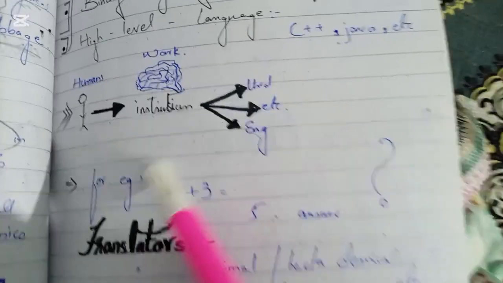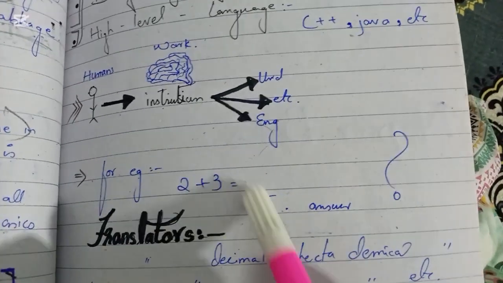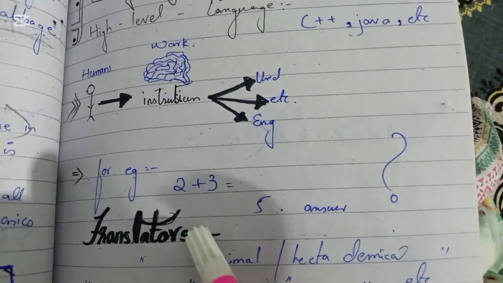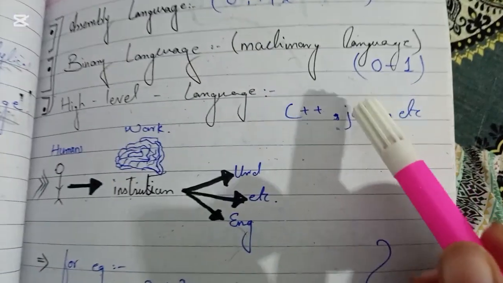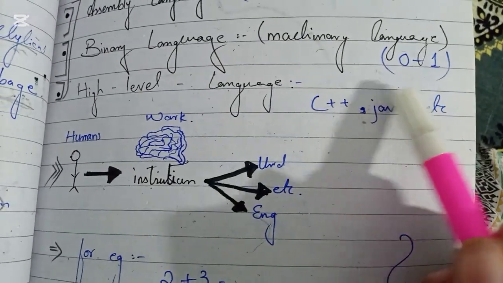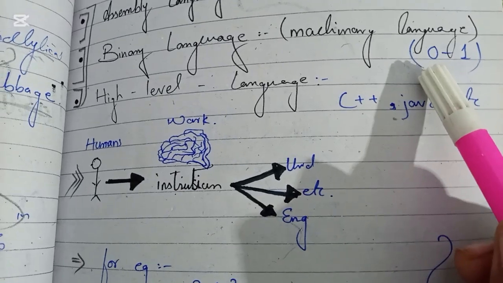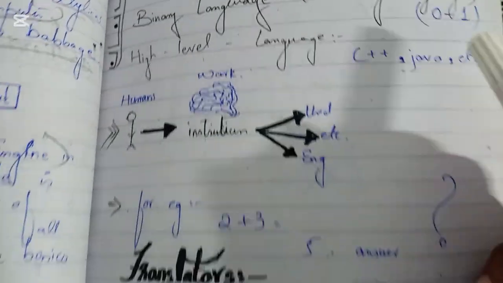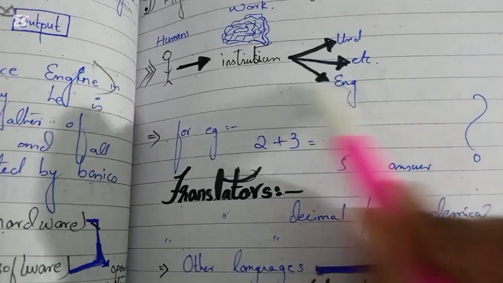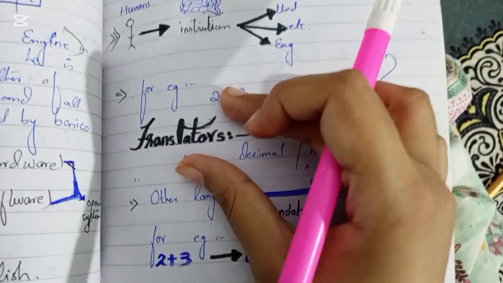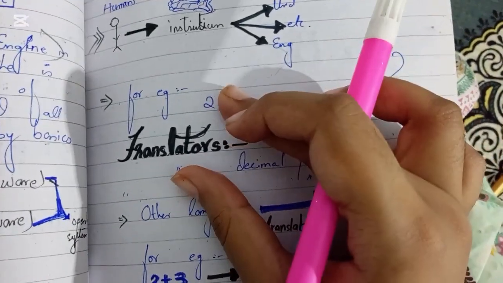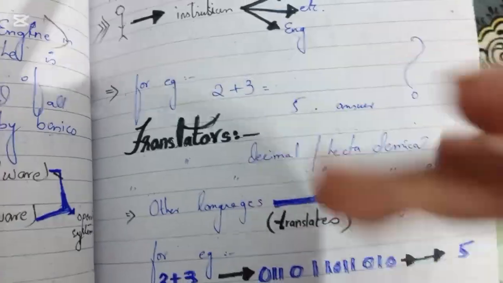Okay, students, now translators. What are translators? Computers have translators in them, which convert our language into their own language and give the result in a language which can be understood by humans.